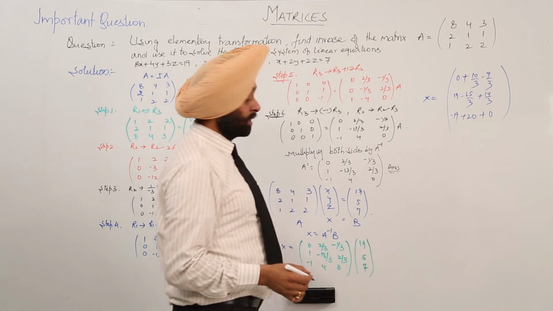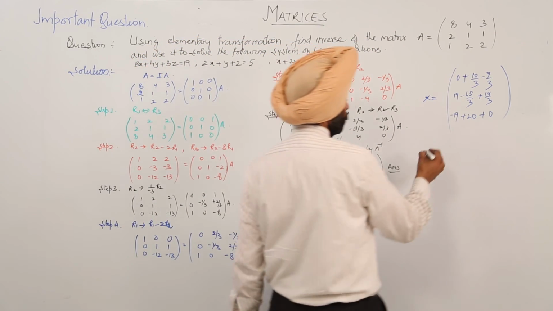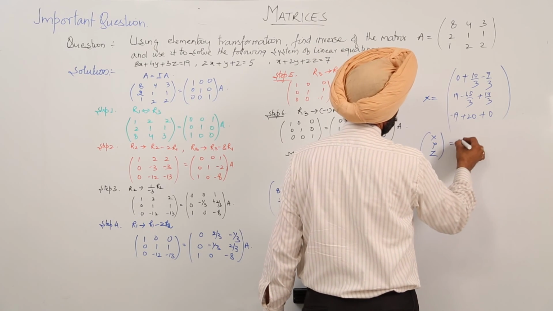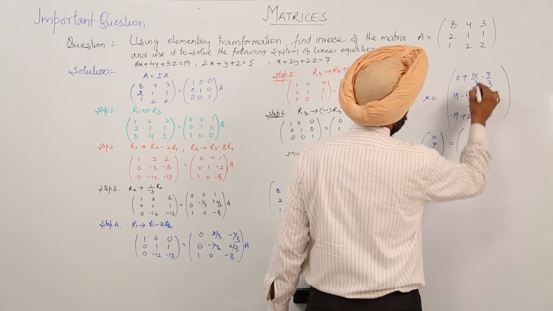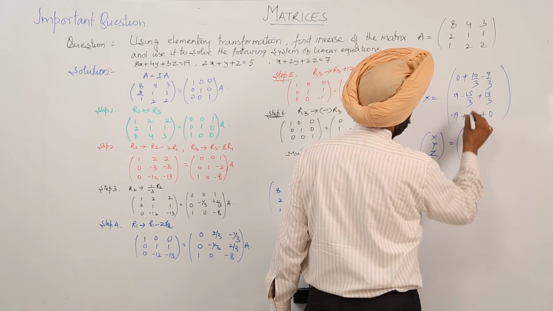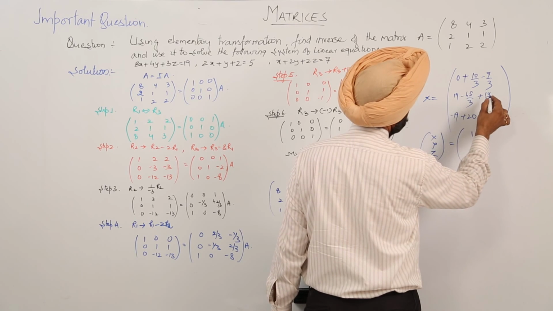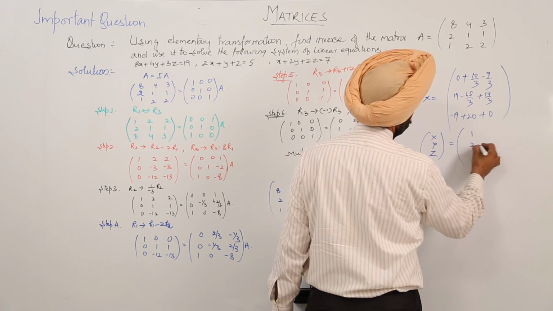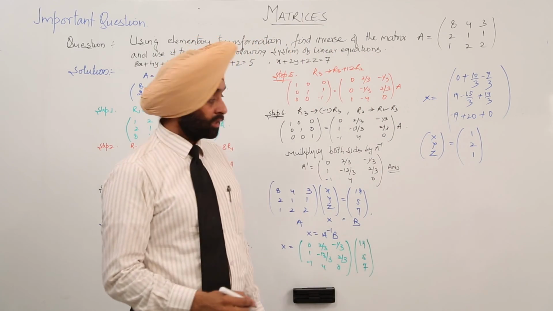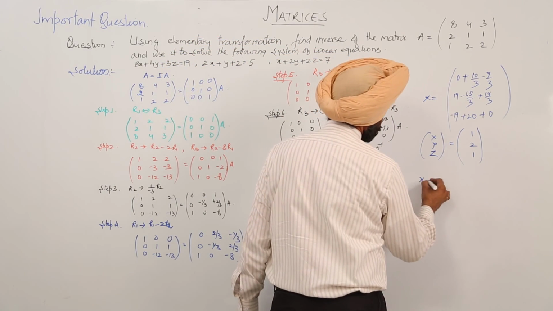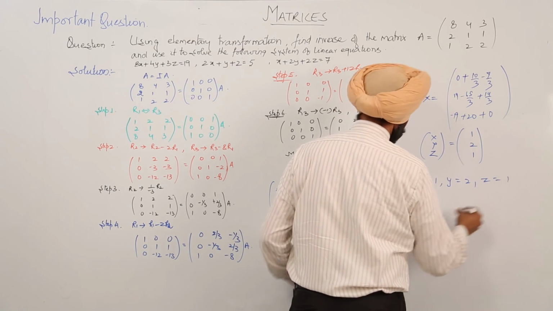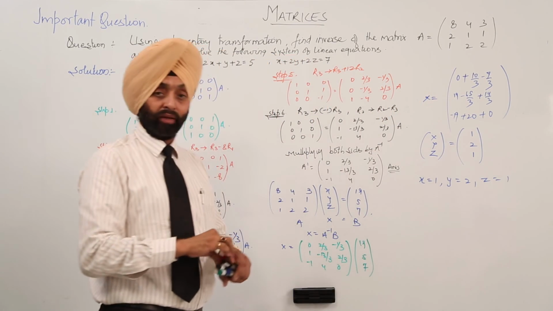Now on solving, what we are having, x, y and z is equal to 10 minus 7, 3 upon 3 is 1, 19 3s are 57 plus 14 minus 65, 2 and 1. So we are getting the answer as x is equal to 1, y is equal to 2, z is equal to 1. Now let's verify it.